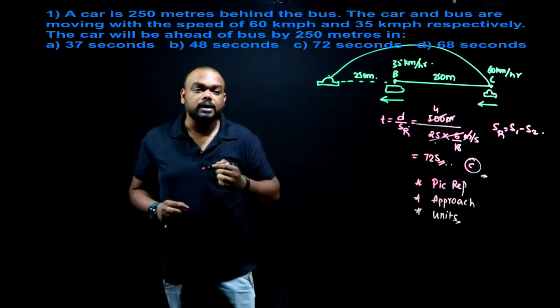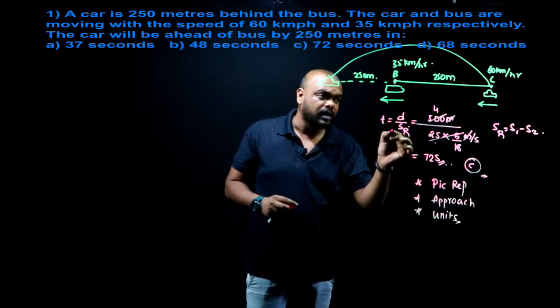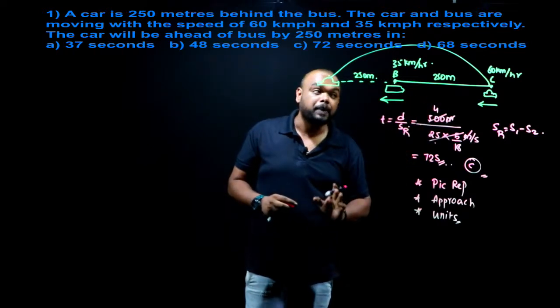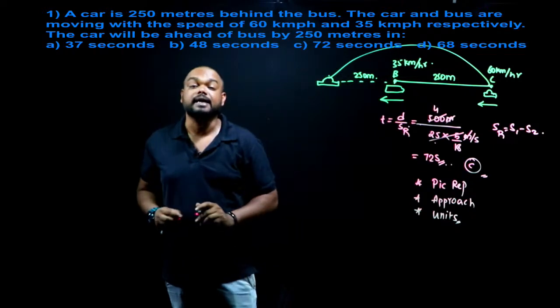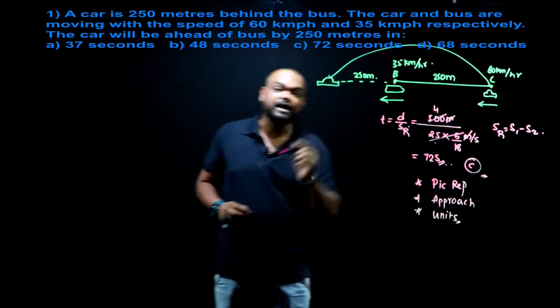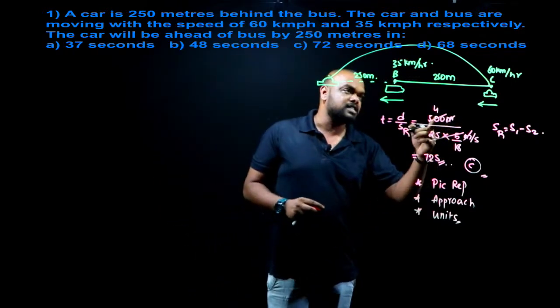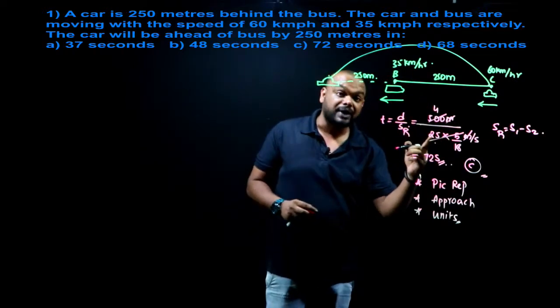So what do I want here? I want a time, so we'll start with the time formula. Time is distance by speed. Distance between them is 500 meters. Speed: two objects are there, so it means a relative speed. Same direction or opposite direction? Same direction means difference of the speeds. Relative speed is the difference of the speeds. 60 minus 35, 25 kilometer per hour.